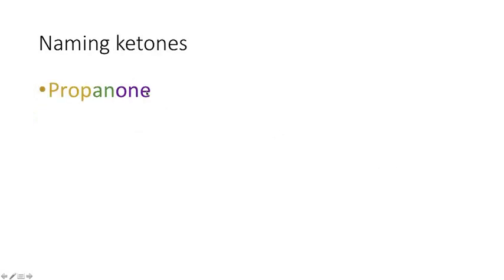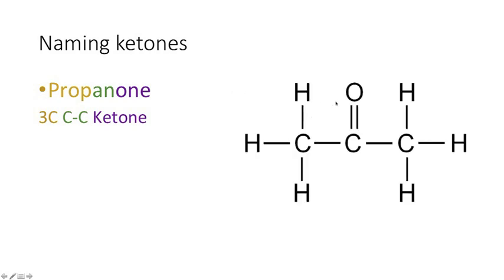Naming ketones. Let's take propanone here. So again, 3 carbons, single bonds, and then our ketone functional group. So that's breaking down that word, and from that we can find out this is the structure of propanone. 3 carbons, single bonds between carbon, and then we've got our ketone. As you can see, this would represent one R group, and this would represent the second.